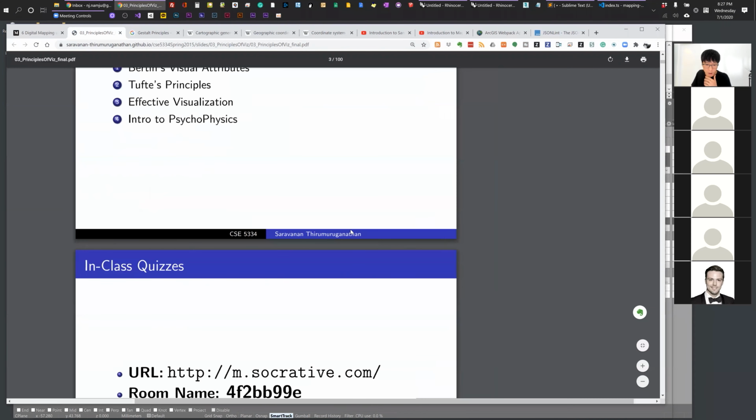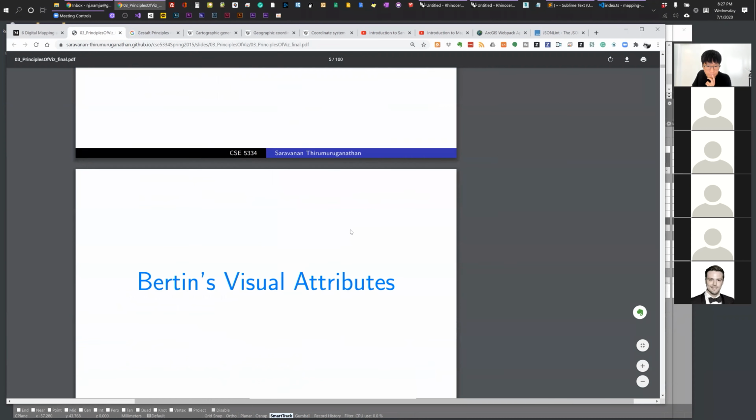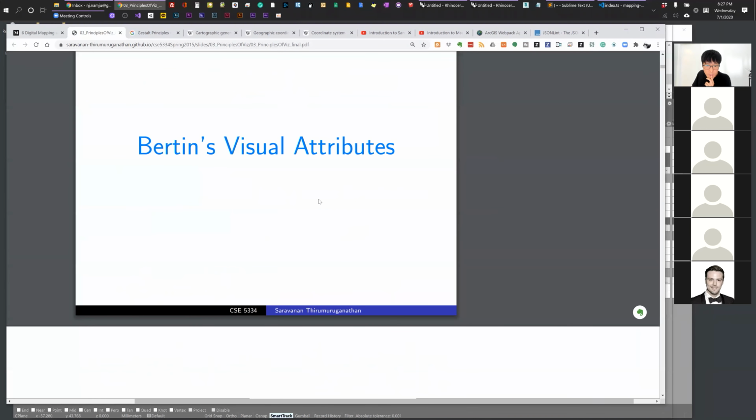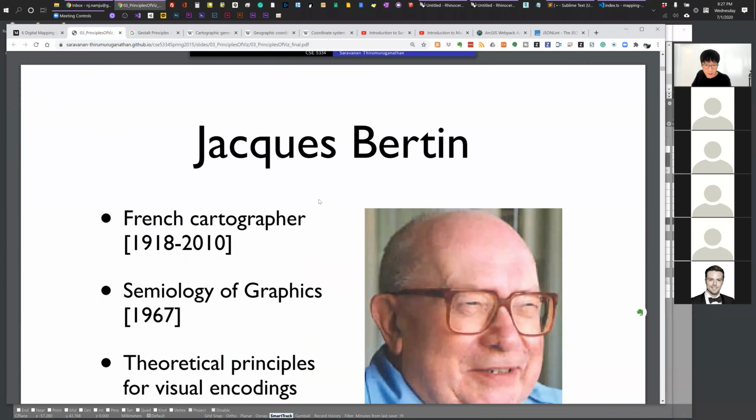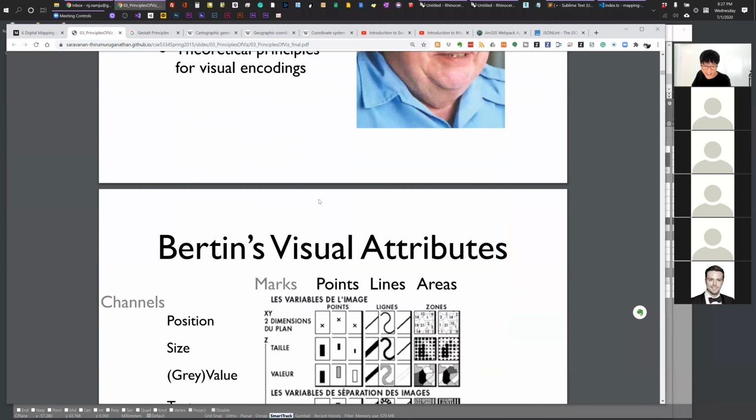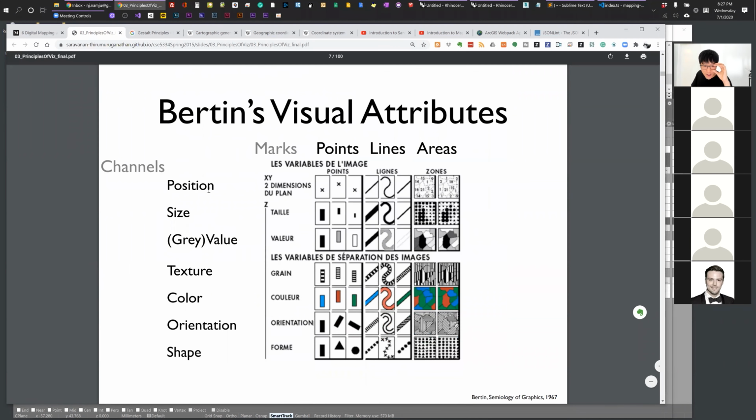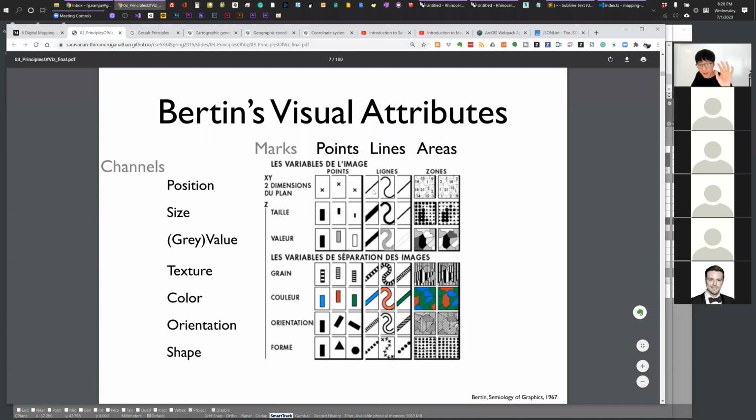So for example, this is Bertin's visual attributes, he's the guy. So there's a nice diagram. Very straightforward. We have a mark, a point, a line, and an area for the mapping, right? And then we can think about the position as a point, right? Size and gray value, texture, color, orientation, and shape.